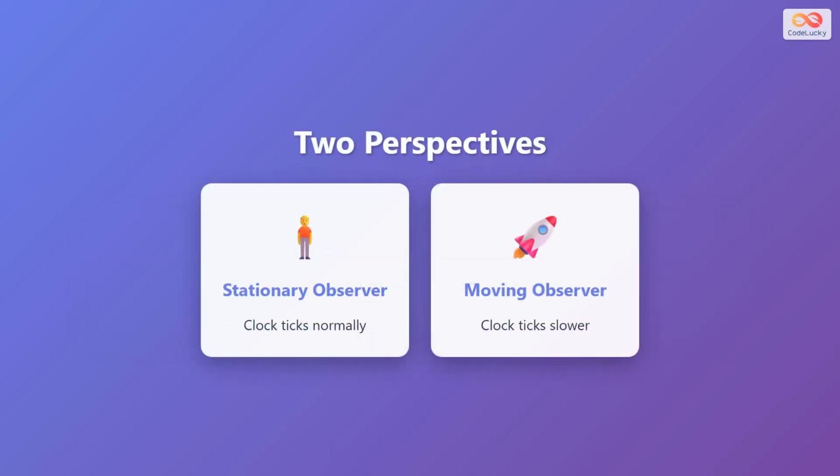To understand time dilation, we need to consider two different perspectives. First, there's the stationary observer, someone who is at rest. For this person, their clock ticks normally, exactly as we experience time in our daily lives. Then there's the moving observer, someone traveling at high speed, perhaps in a spacecraft. To the stationary observer, the moving person's clock appears to tick slower. Time is literally passing more slowly for the person in motion.